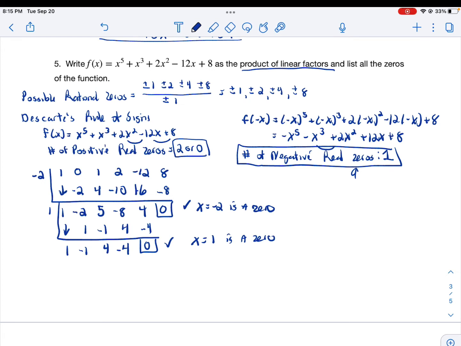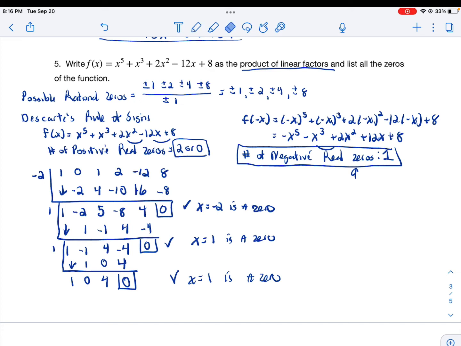Now I'm going to try again. Now I could try 2, I could try 4, I could try 8, but I'm going to try 1 again because, again, remember, you can have multiplicity. It just tells you the number of them, it doesn't tell you unique answers. So I'm trying the 1 again, and look, it does work. So x equals 1 is a 0. So it just happens to have multiplicities.